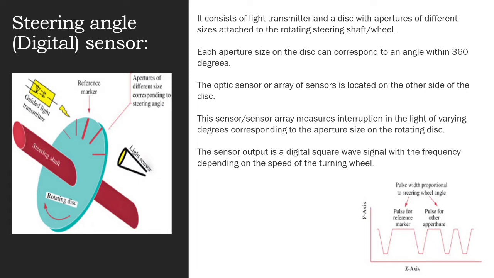This diagram represents the output of the digital sensor. The sensor output is a digital square wave signal with the frequency depending on the speed of the turning wheel.